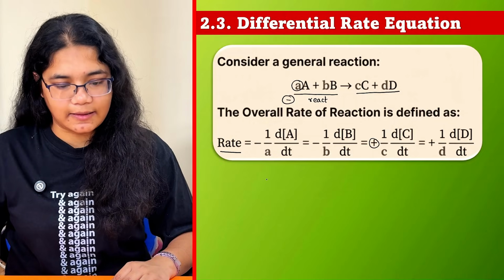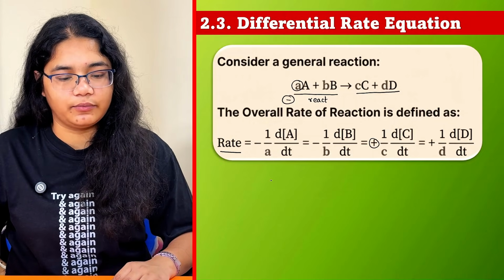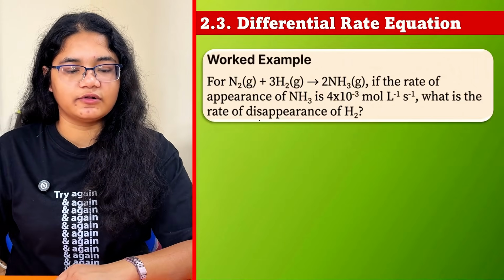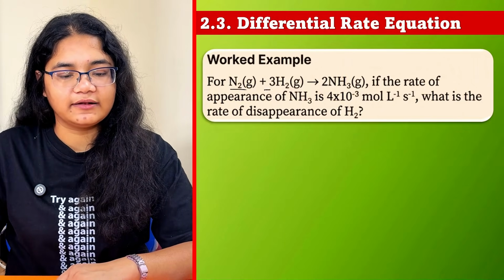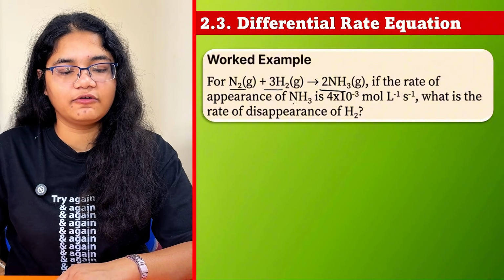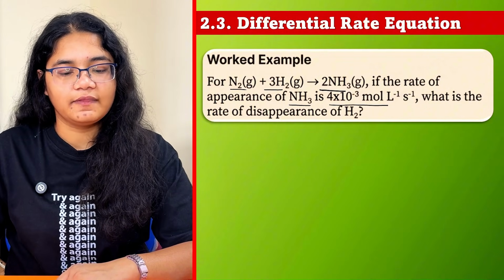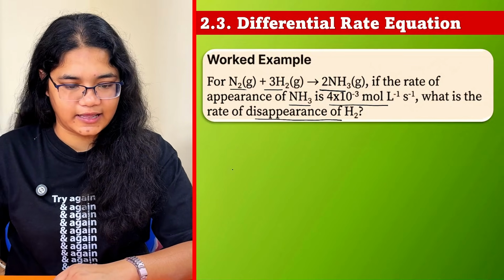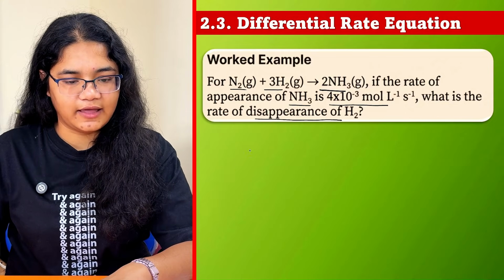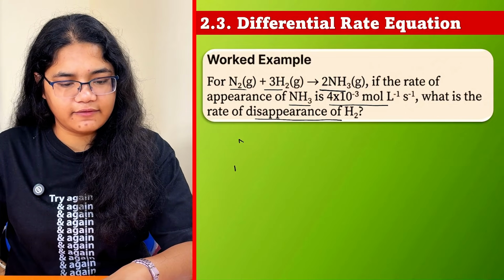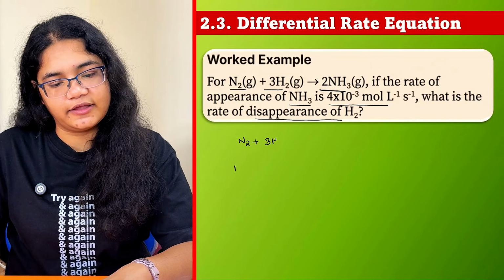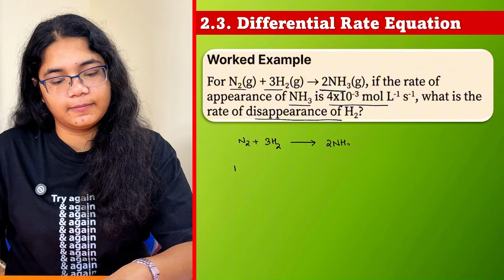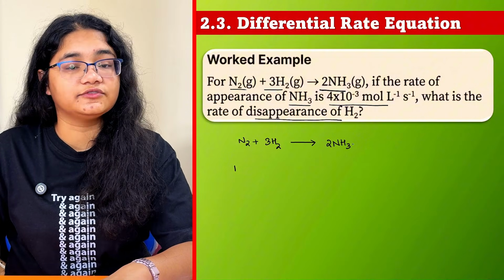Now let me give you an example so that we can understand it in a better way. I have a worked out example here. Let us solve this question. For N2 plus 3H2 gives 2NH3, if the rate of appearance of NH3 is given to me, then what is the rate of disappearance of H2? First let us write the reaction here: N2 plus 3H2 gives 2NH3.